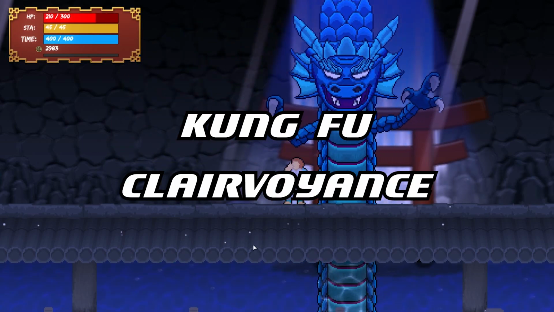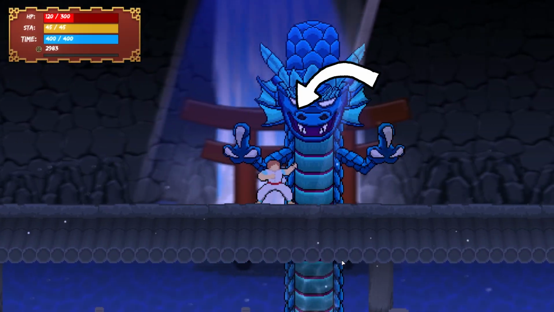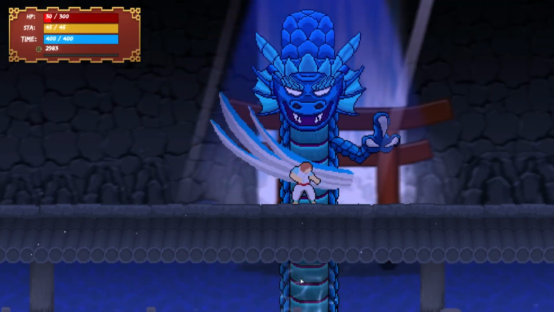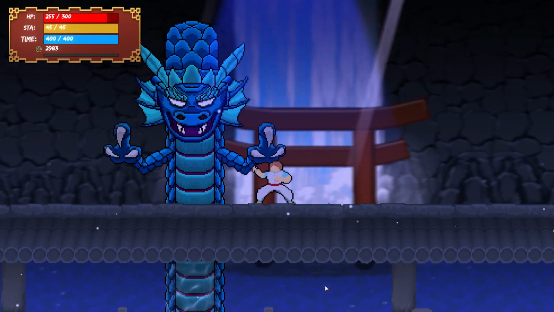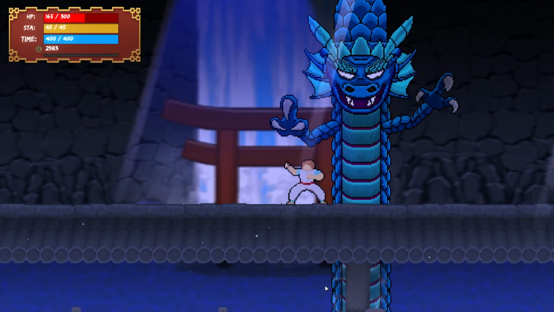This is my next game, Kung Fu Clairvoyance, still under development. Last week I talked about this dragon boss, but somehow the body was still too stiff. Well, it moved, but it was just a simple sprite. I wanted to have some movement like a snake. There are many ways to achieve this.